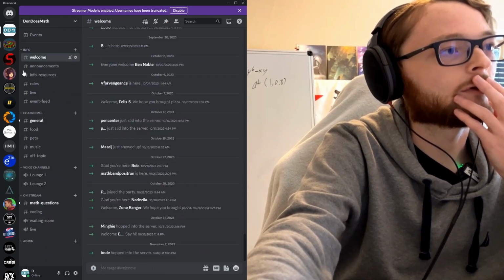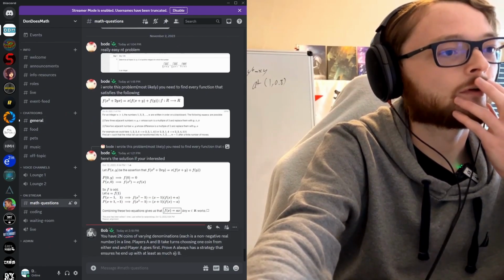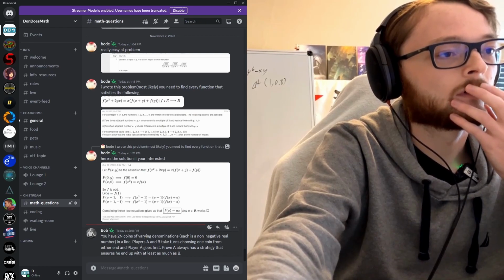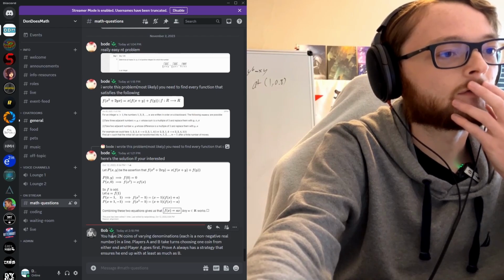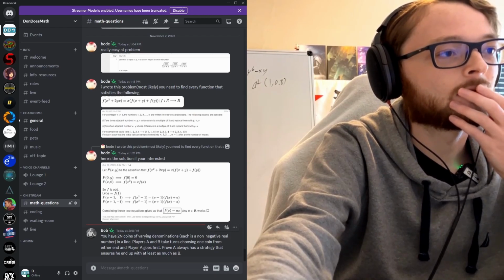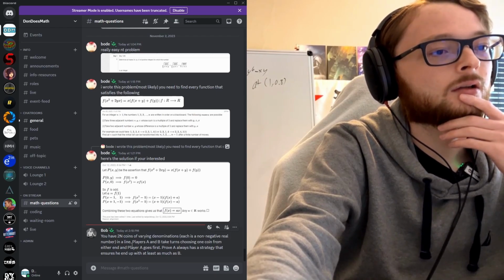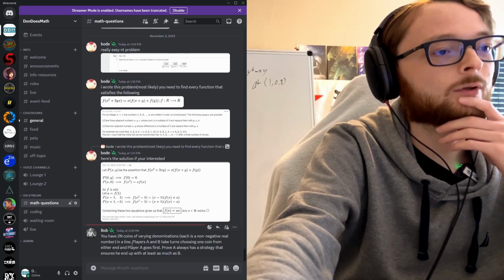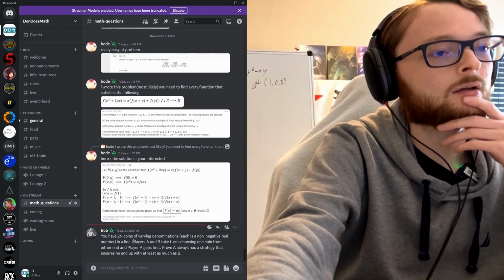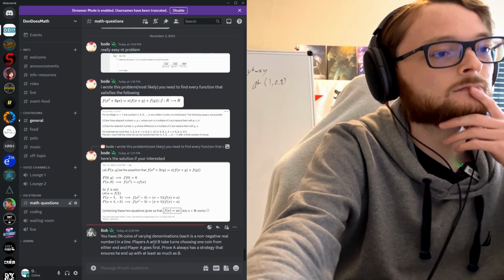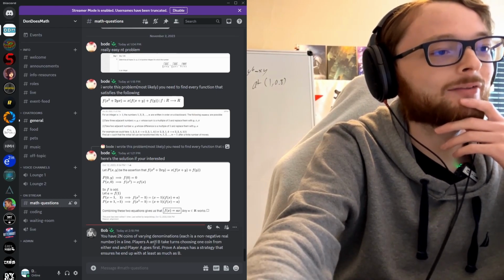Let's see what got posted here. No Pro posted theirs first. Let's look at theirs. You have 2 coins of varying denominations. Non-negative real number. Okay. So you can have a coin of 0 value, I guess. Okay, that'd be funny.